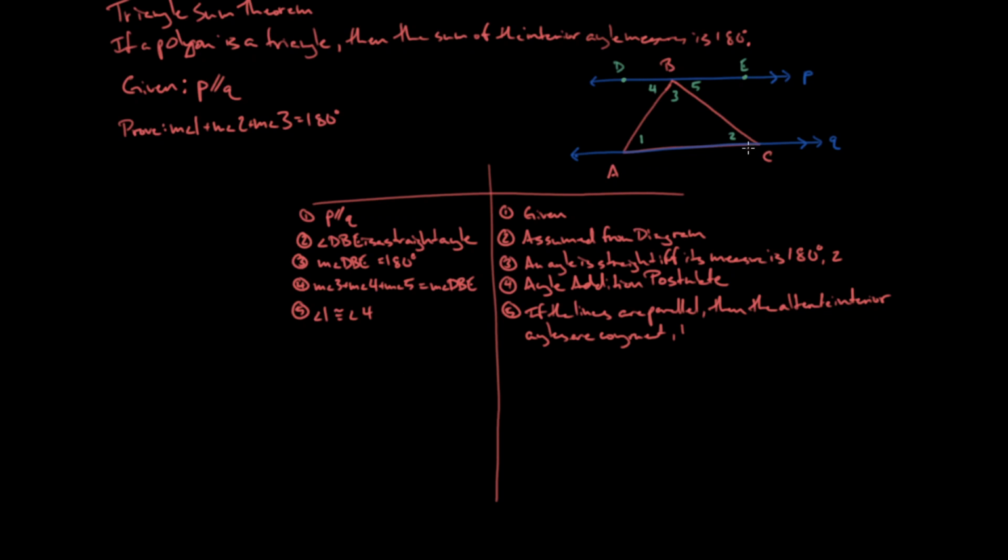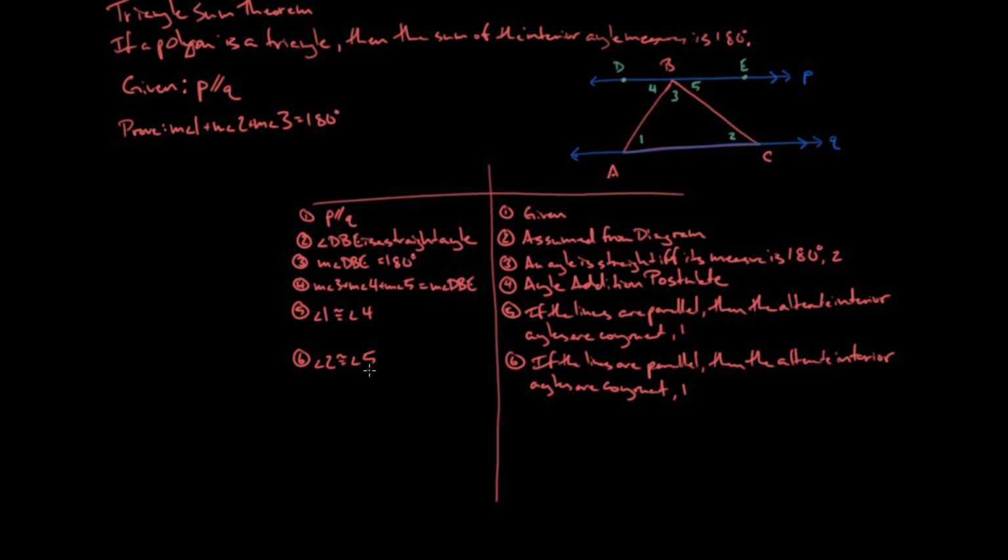And I can do the exact same thing for 2 and 5. So this is statement 6 then. Angle 2 is congruent to angle 5. Statement 6. If the lines are parallel, then the alternate interior angles are congruent. Alright, and that is also linked back to 1.